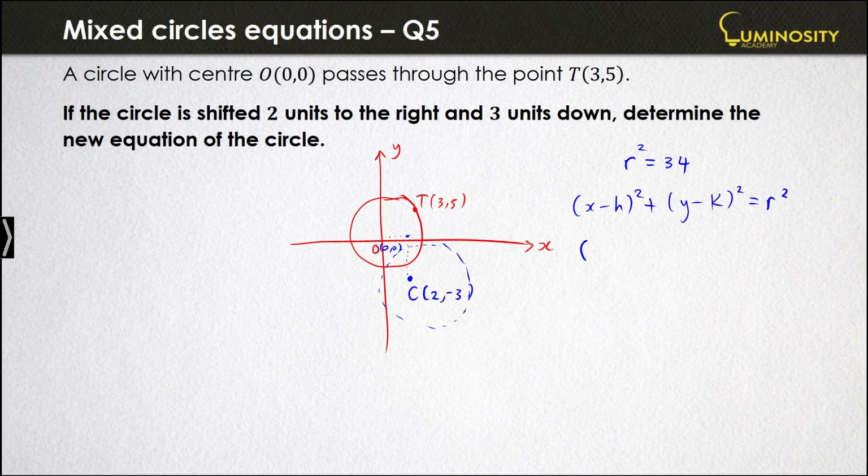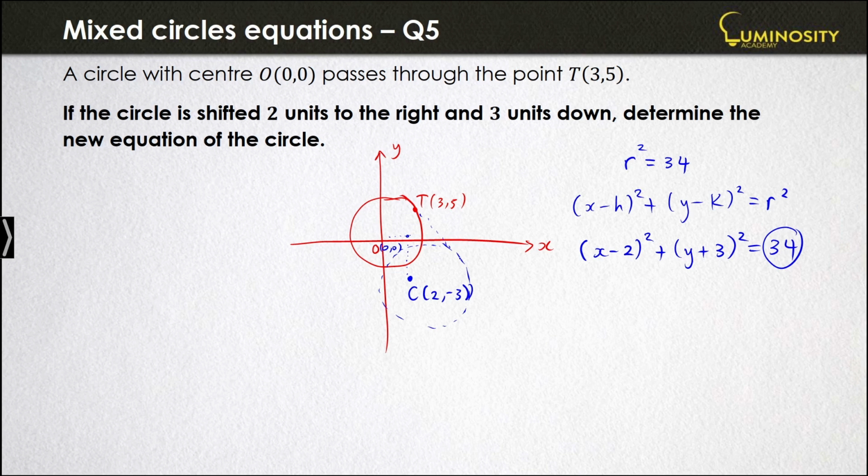So in this case here, the opposite of positive 2 is negative 2, squared, and the opposite of negative 3 is positive 3. So (y plus 3) squared equals r squared, which is 34. So it still had the same radius, that didn't change. The radius will still be root 34, but the center and every other point here now has shifted as well. It shifted 2 units to the right and 3 units down.